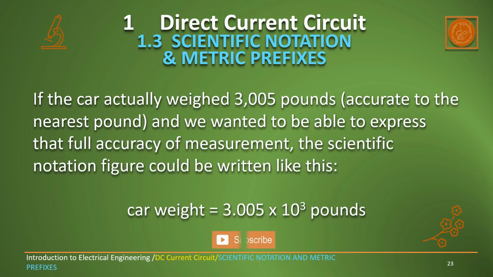If the car actually weighed 3,005 pounds, accurate to the nearest pound, and we wanted to be able to express that full accuracy of measurement, the scientific notation figures could be written like this: car weight equal to 3.005 times 10 power 3 pounds.